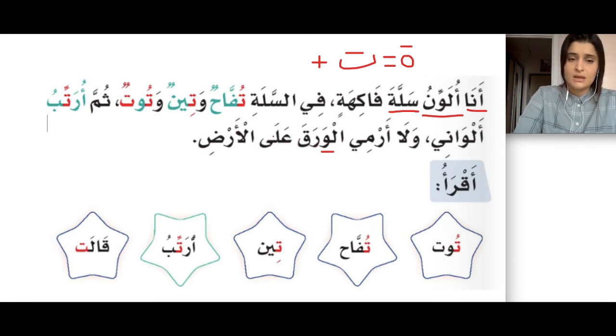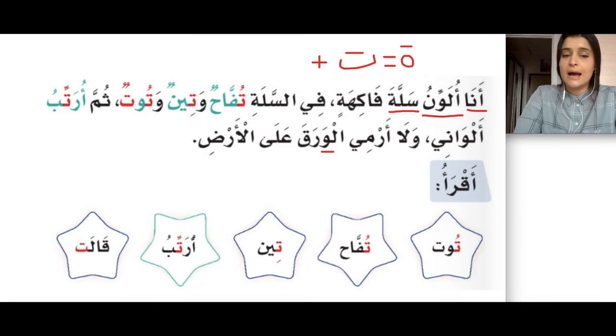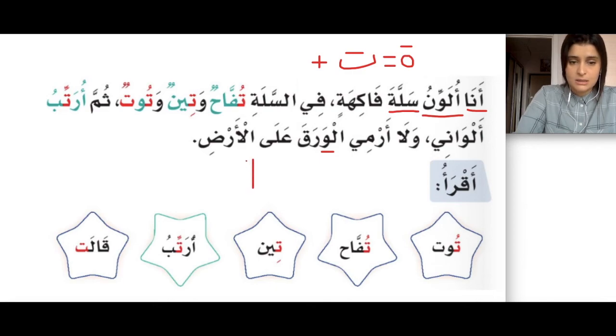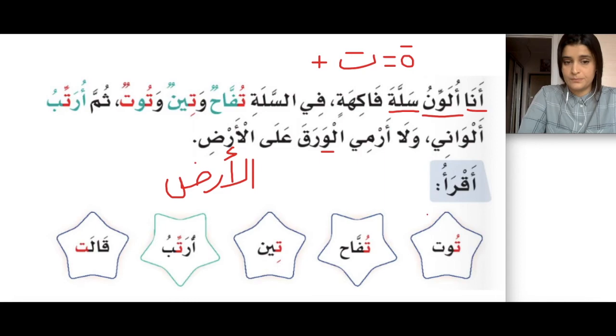Ala. This is alif maqsura, not a ya. It is pronounced like alif, like a. Ala al-ard. We can write it like this. A. You see? I don't throw papers on the floor. As you can see, we have article al. We pronounce it with letter lam because alif is a moon letter.